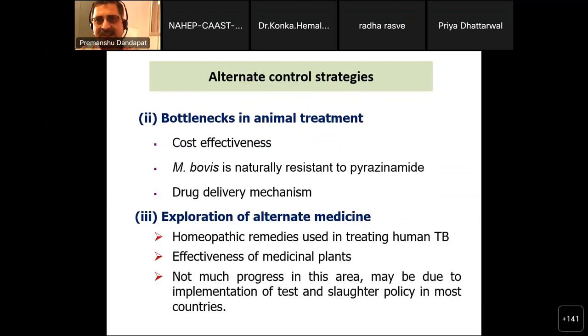Our strain means Mycobacterium bovis, but now we are not getting bovis. Bovis is pyrazinamide resistant, so that drug cannot be used. So we have to explore some alternate medicines like homeopathic or maybe Ayurvedic medicines, because if we can find out some of the plants, bark or maybe leaves, really having some anti-tuberculous effect, those can also be used at least to treat the animal, to reduce the load or to cure the animals.